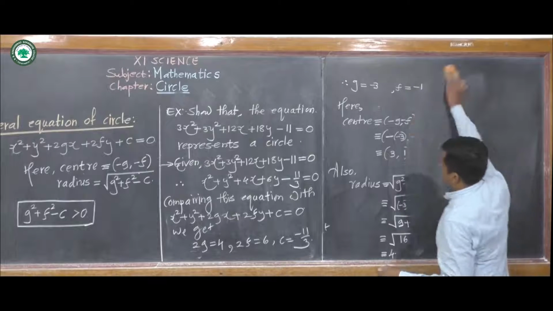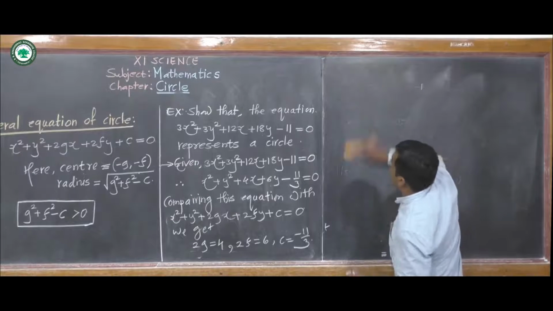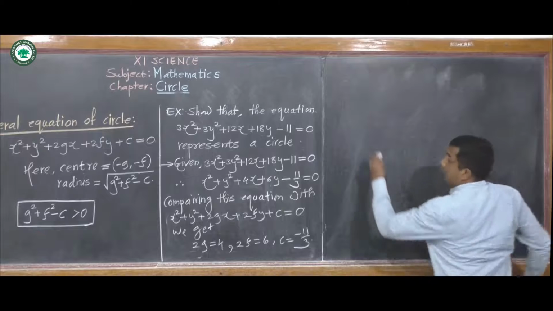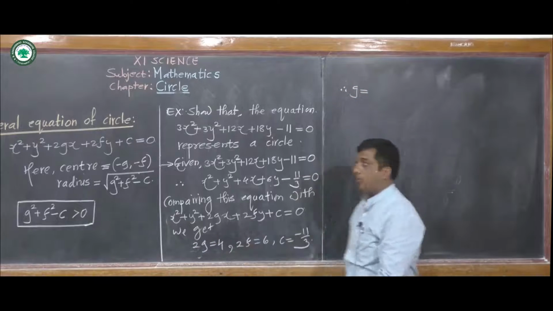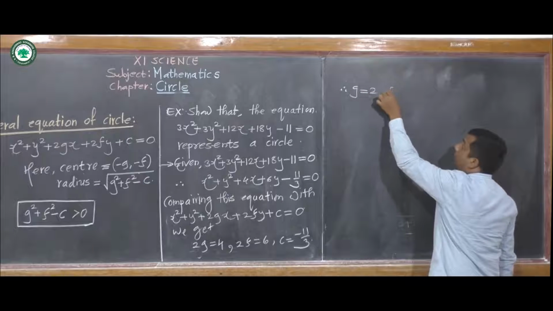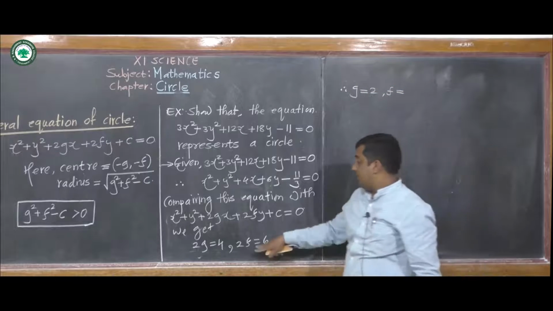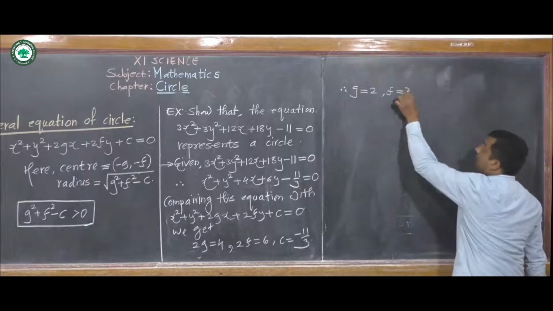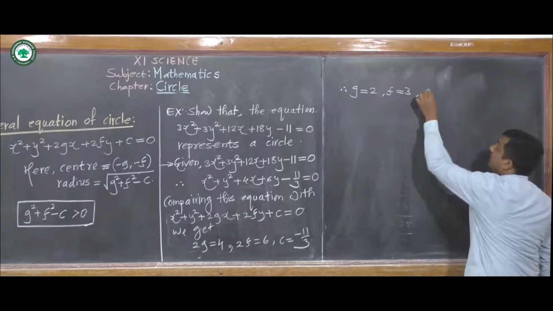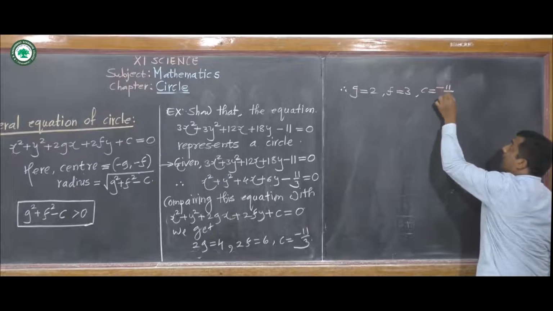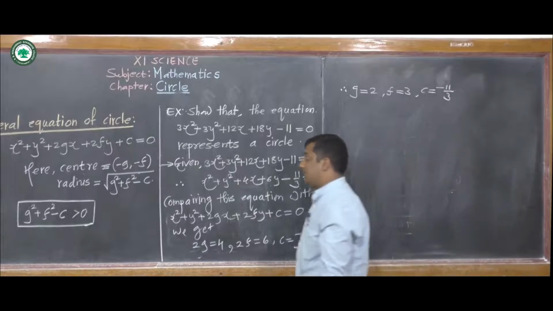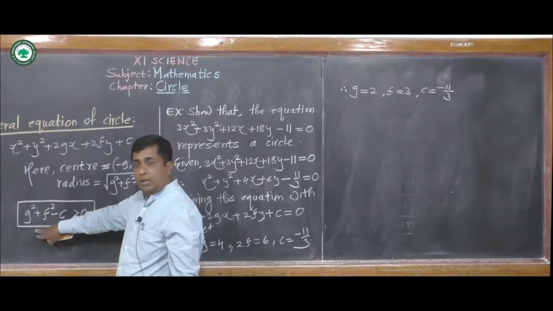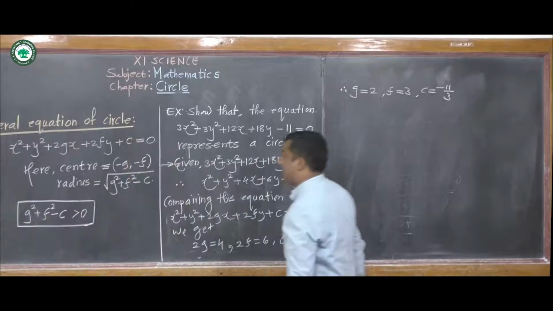Then next, we find g separately. Here g is equal to 4 by 2, which is 2. Then for f, twice f is 6, so f is 3. Next, c is equal to minus 11 upon 3. Now we consider this condition. Let us consider g square plus f square minus c first.